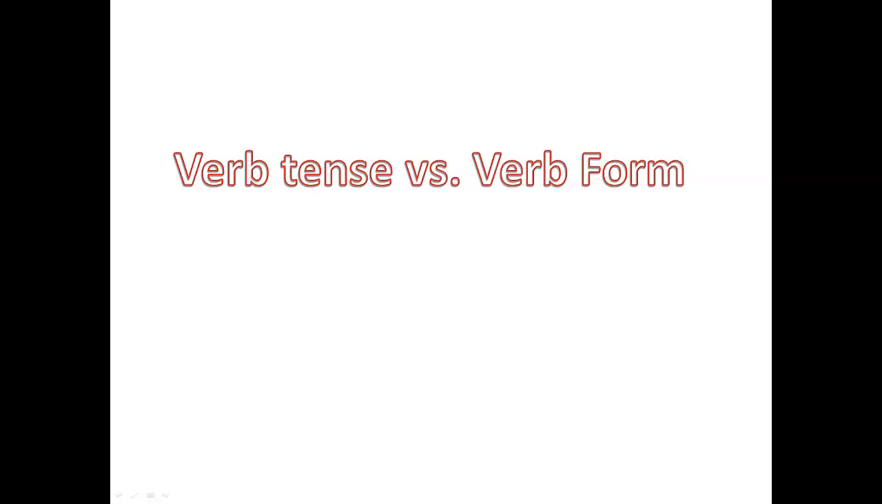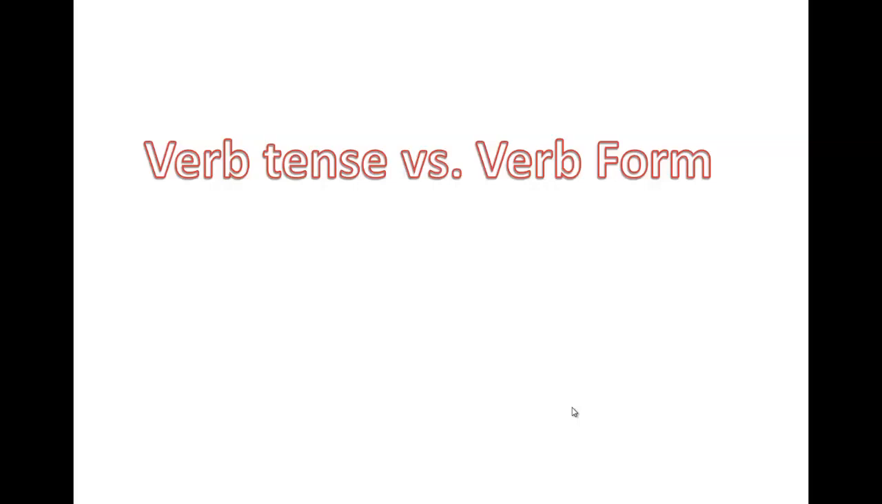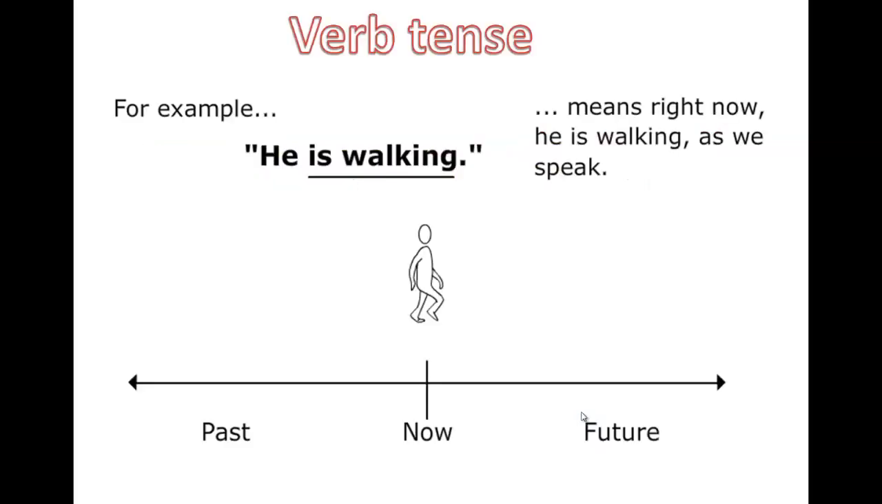Okay, so this first video is about verb form. So what the heck is the difference between verb tense and verb form? Well, let's see. Verb tense is what we use when we describe the time in which something is happening. For example, we say, he is walking, which means right now he is walking as we speak. Verb tense also sometimes takes place in the future or in the past.